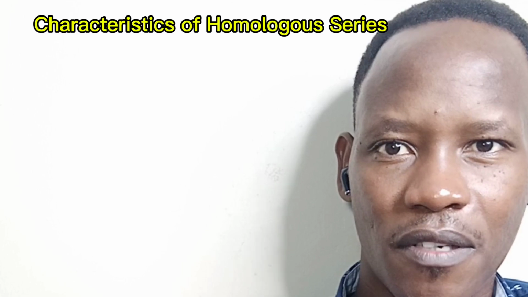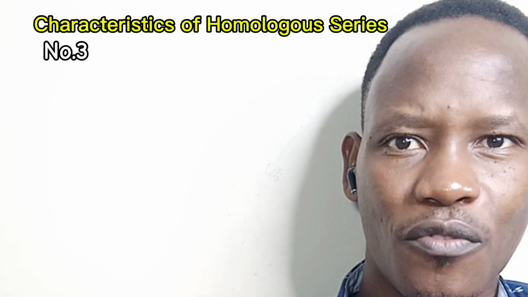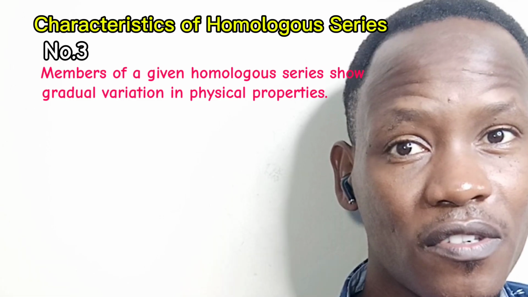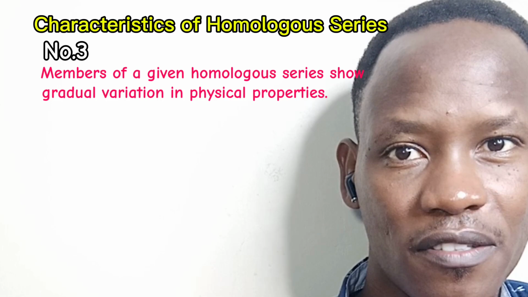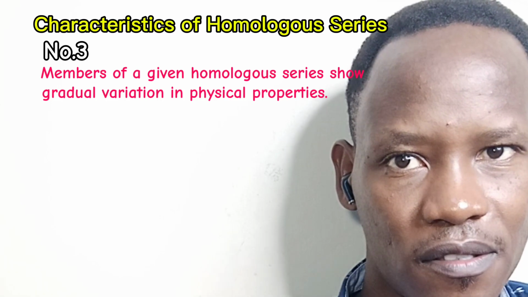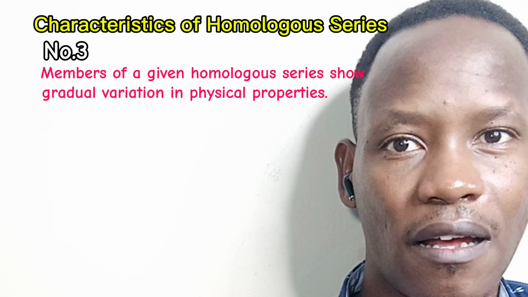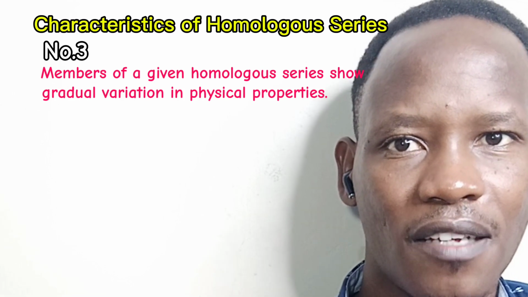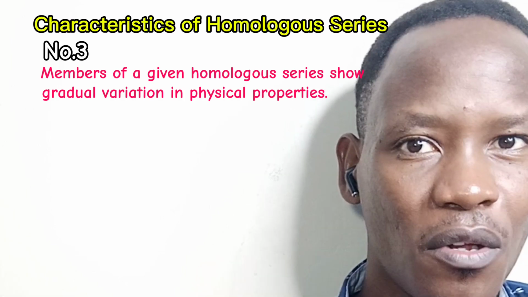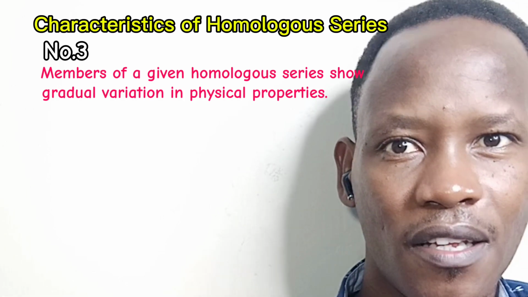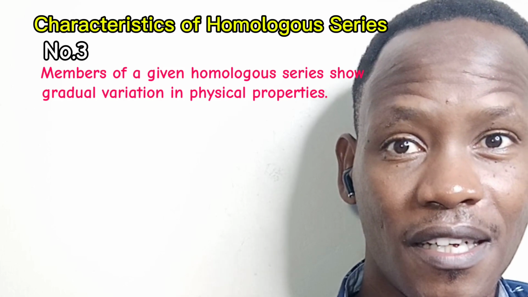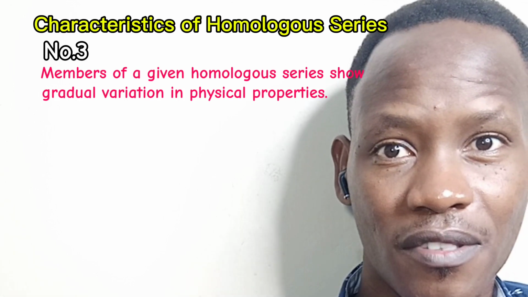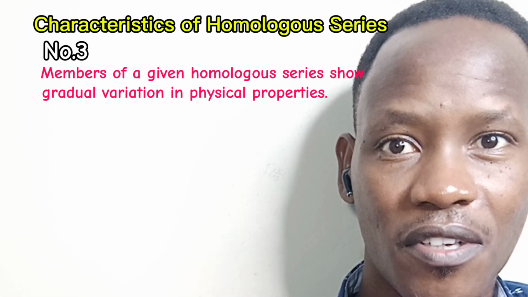General property number 3 is that members of a given homologous series always show a gradual variation in their physical properties. And when we talk about physical properties in chemistry, we just mean the measurable physical parameters of a given compound, and may include solubility of a given compound, the color of a given compound, the density of a given compound, melting point of a given compound, and the boiling point of a given compound.